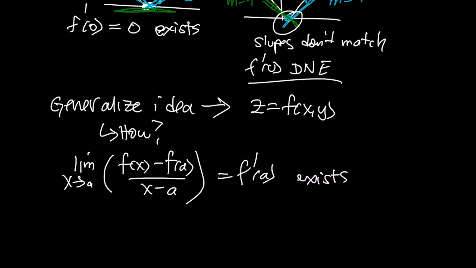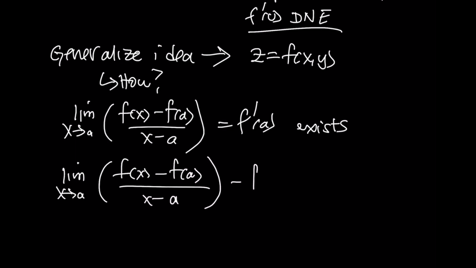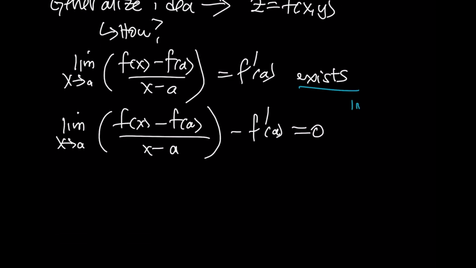What we're going to do is reorganize this equation. I could subtract f prime of a, and that'll turn it into a 0. Now, because this limit exists, that means the limit laws apply. And if the limit laws apply, all of that stuff you learned from Calc 1 works. And in particular, this is a constant. So if that's a constant, that means you can pull it inside of this limit.